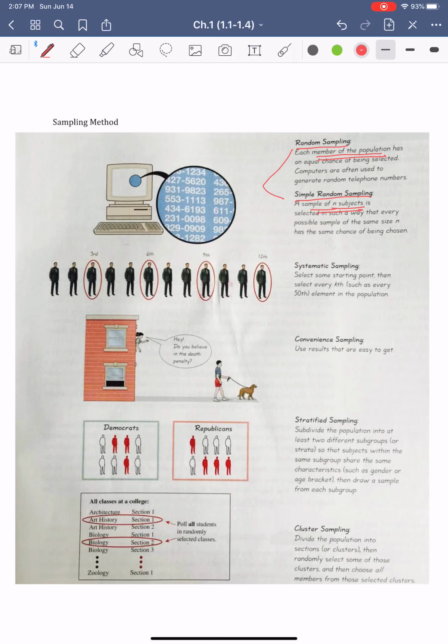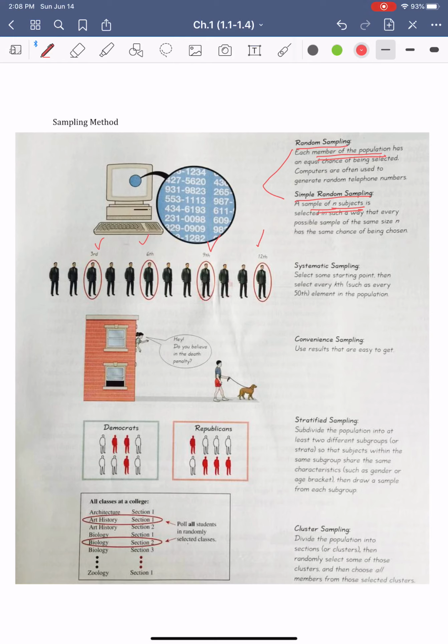Systematic sampling. What is a systematic sampling? Select some starting point, then select every kth, such as every 50th element in the population. So basically, you line up all your population, you pick a random number, say third. So you count 1, 2, 3. That's your first sample. 4, 5, 6. So that's your second sample. 7, 8, 9. That's your third sample. 10, 11, 12. That's your fourth sample. You keep going until you have enough samples.